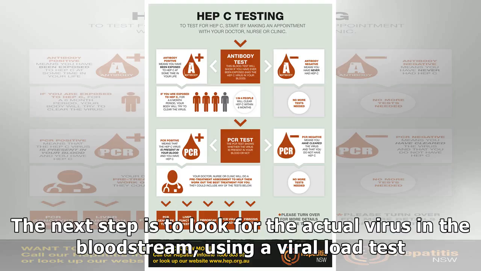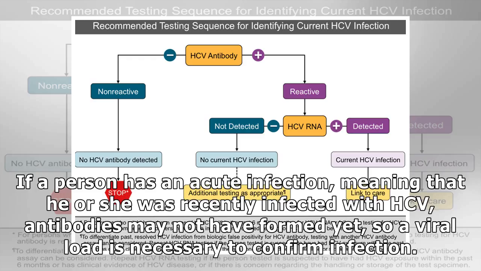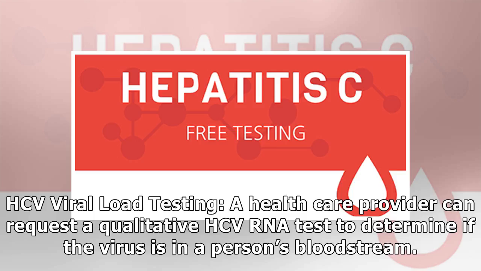The next step is to look for the actual virus in the bloodstream, using a viral load test. If a person has an acute infection, meaning that he or she was recently infected with HCV, antibodies may not have formed yet, so a viral load is necessary to confirm infection.